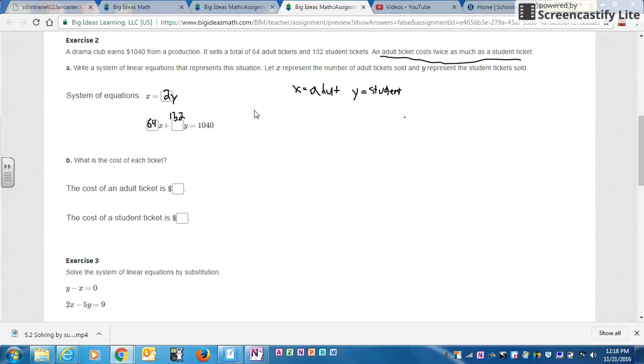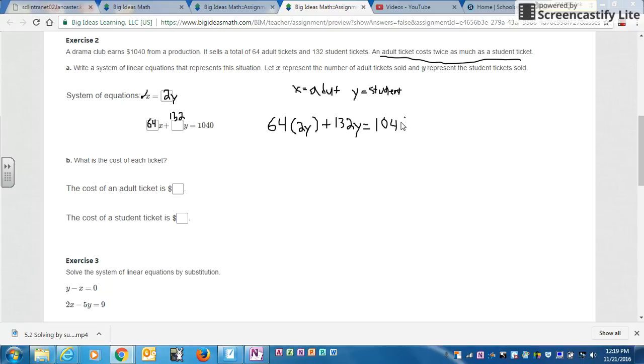So I'm going to use the substitution method. Which one is the isolated variable? Well, it's the first equation here, and it's x. So x is equal to 2y. So I know that's 64. And instead of x, I'm going to put 2y in parentheses. 64 times 2y plus 132y equals 1040.